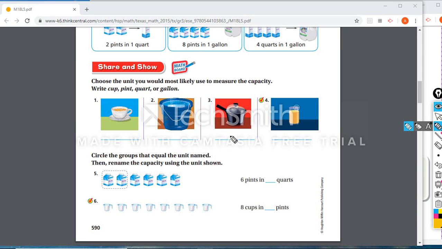If they gave you a swimming pool, well, that's too big. Let's see, a kiddie pool. Would you use cups or would you use a gallon? Of course, you use the cups. A big swimming pool, that's a whole different monster there.